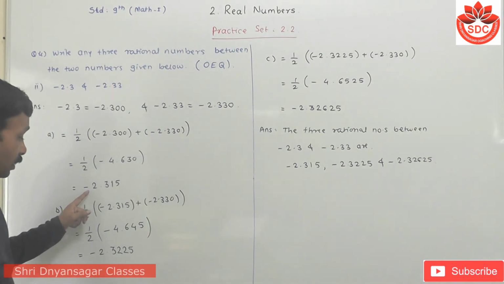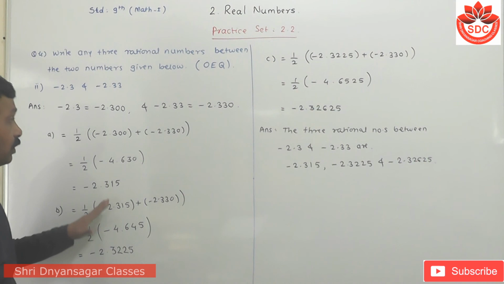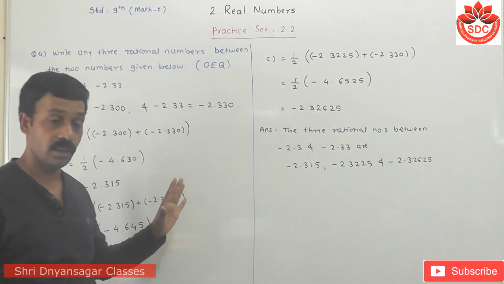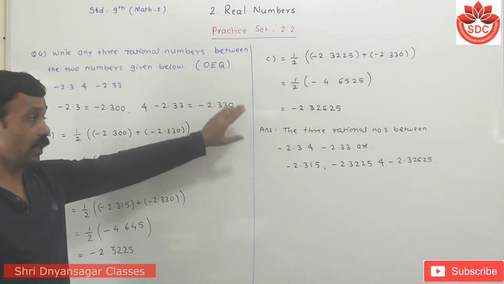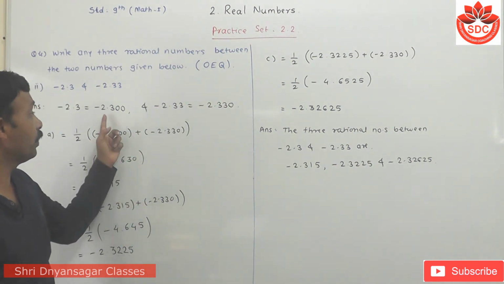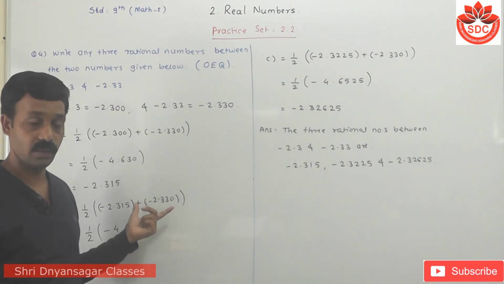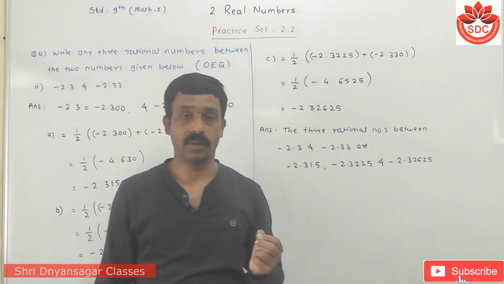We take this, then after this and then after this we have to use this. Which value you take, our answer varies here. So this is an open-ended question. You can take any values in between these two numbers and you have to find any three numbers here. Okay. Now there are two questions remaining. You have to solve those.